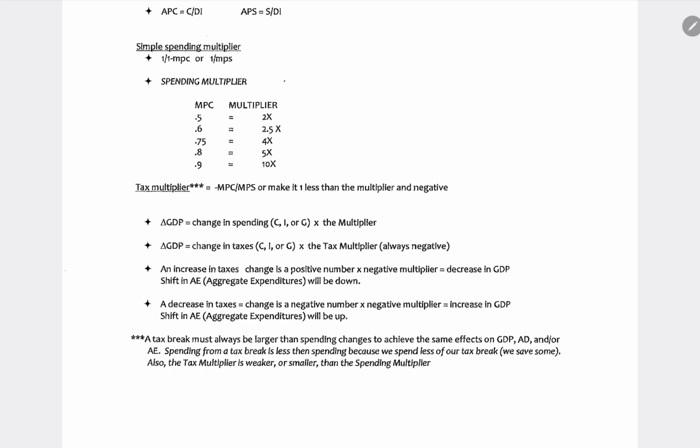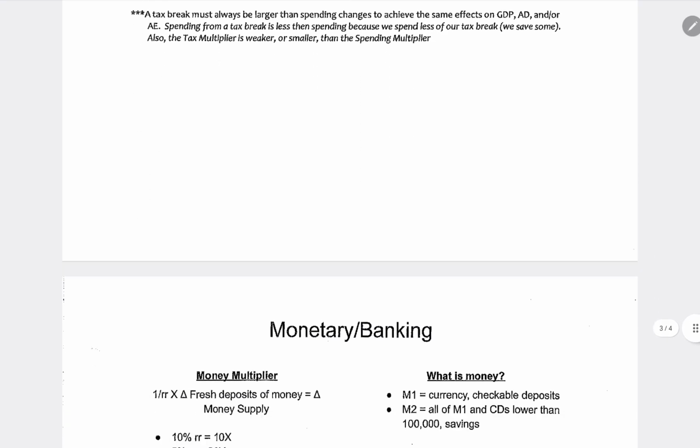And we have change in GDP from the change in taxes. We have change in taxes times the tax multiplier, which is always negative, which also gives us the change in GDP. So change in spending times multiplier is change in GDP. Change in taxes times tax multiplier is the change in GDP. An increase in taxes is a positive number, times a negative multiplier, equals the decrease in GDP and the shift in aggregate expenditures. Wait, okay, I don't understand this part. I really don't. All right, let's go.